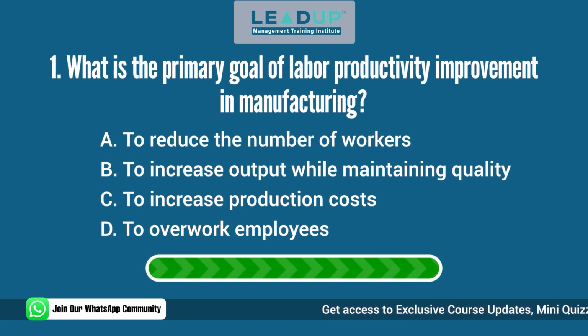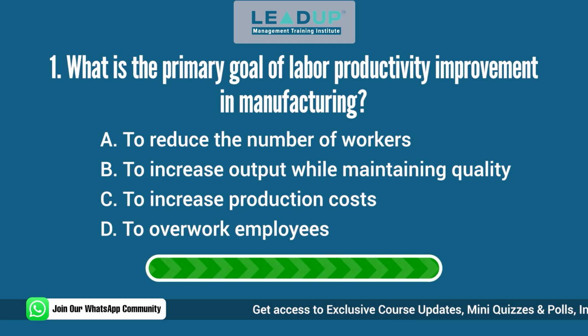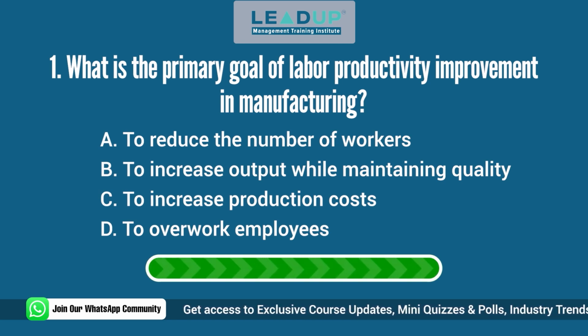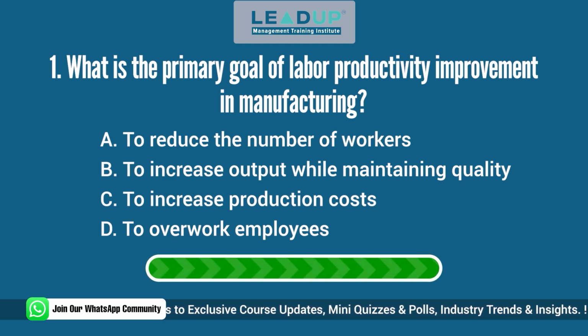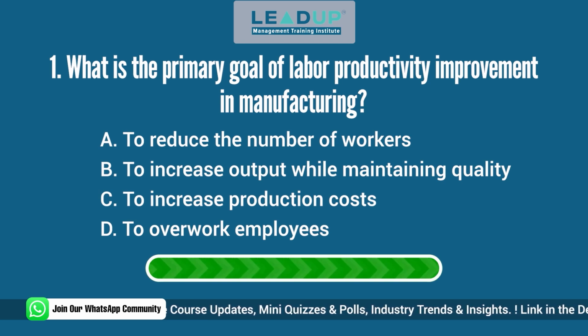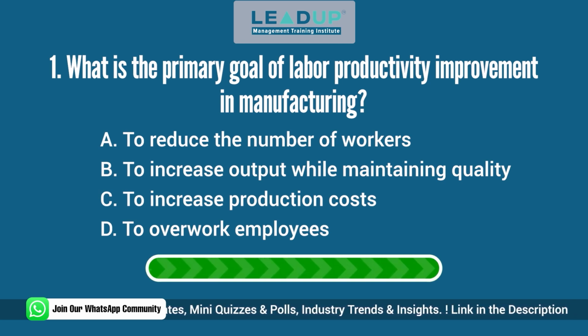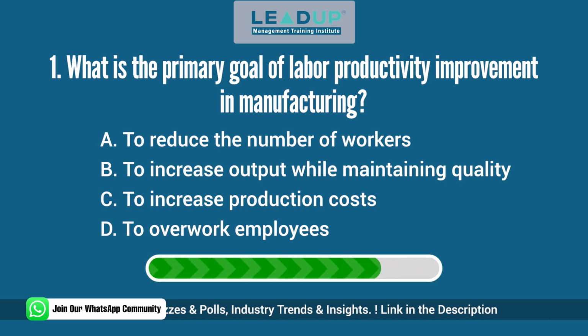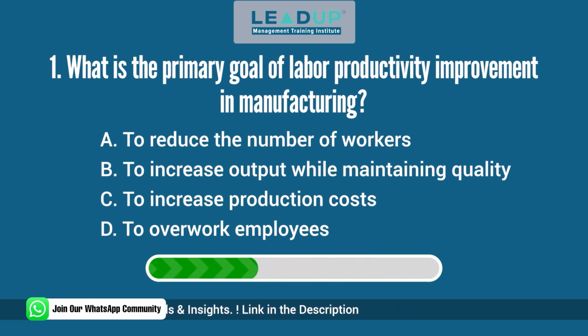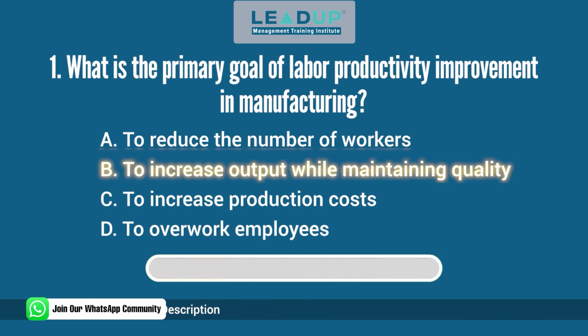A. To reduce the number of workers. B. To increase output while maintaining quality. C. To increase production costs. And D. To overwork employees. The answer is to increase output while maintaining quality.